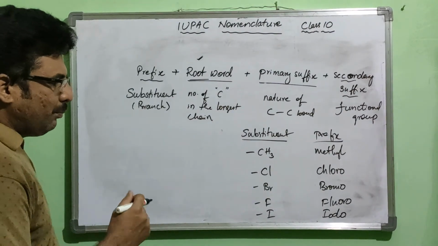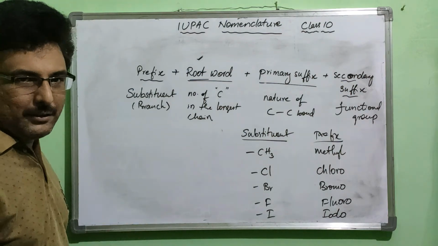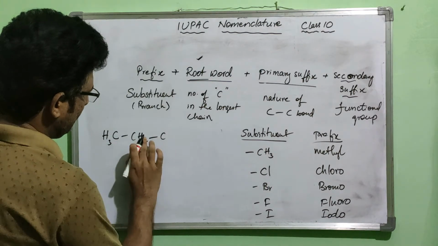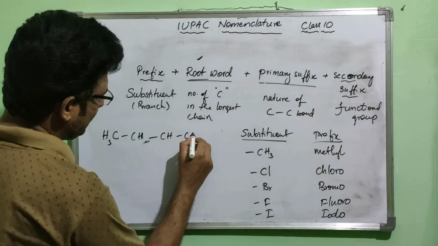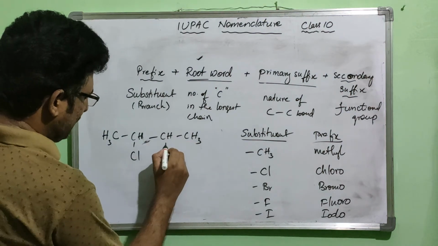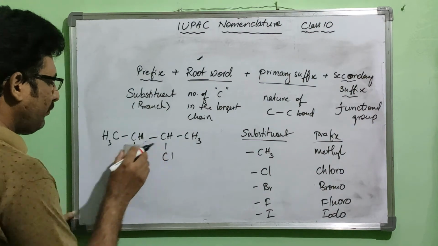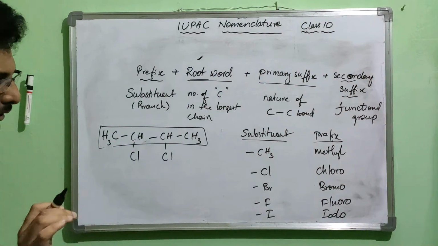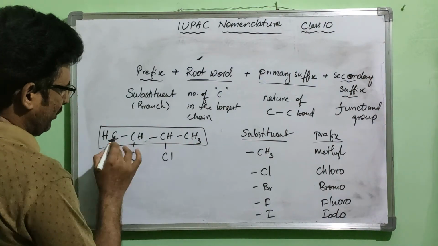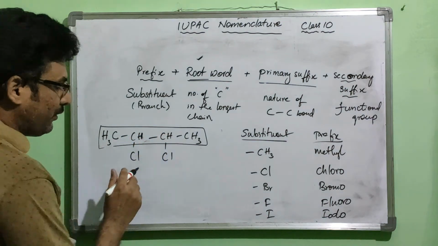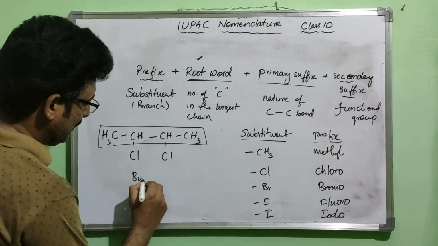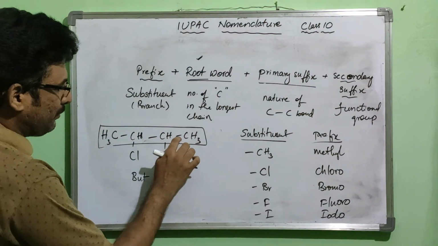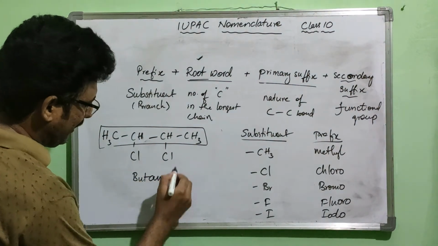Sometimes we will have more than one substituent of the same kind, like CH3, CH2, CH, CH, CH3. If you have this kind of example, again we start with the root word, with the main chain. So first of all you have to take the longest chain of the compound. First main chain, 1, 2, 3, 4. 4 carbons are there. So for 4 carbons, what do we write? But. And all are single bonds. Carbon-carbon single bond, carbon-carbon single bond, carbon-carbon single bond. So you will write ane.